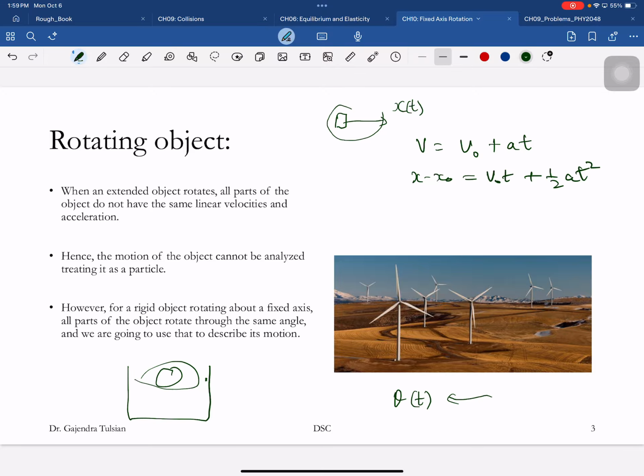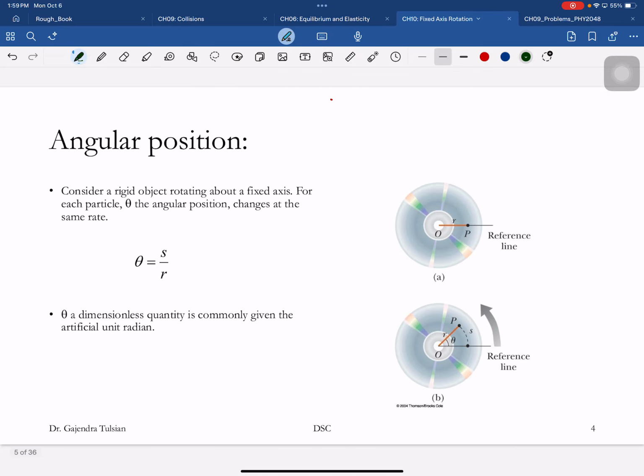So here's a rigid object. We'll measure its configuration with reference to this line, and when this rotates, there is the angular position of the object. This is just like when you had an x-axis. This was the origin, and the position of this object was given with reference to the origin. Just like that, we're giving the angular position with reference to this reference line.